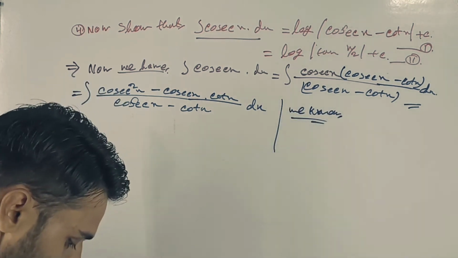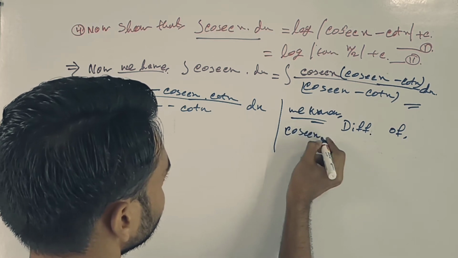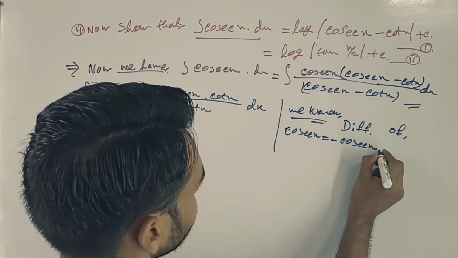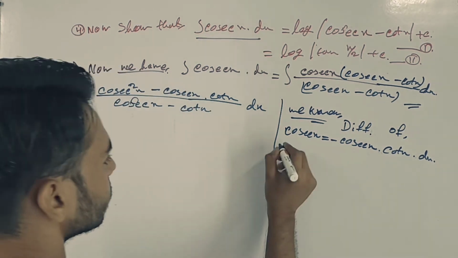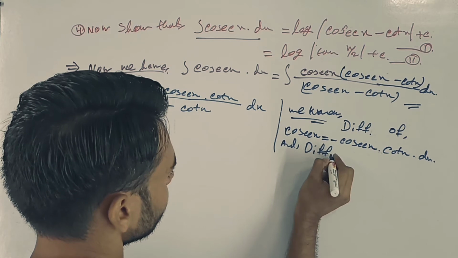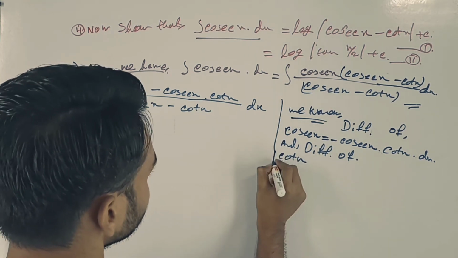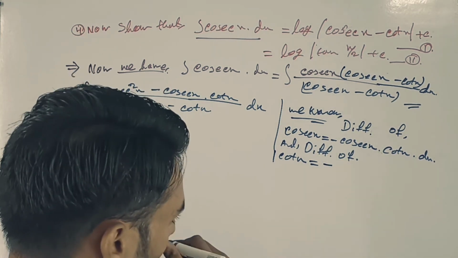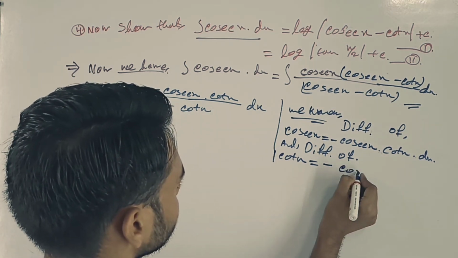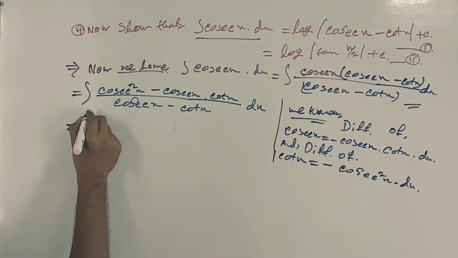So we know that the differentiation of cosec x equals minus cosec x cot x dx. Since it is a co-function, the minus sign comes. And now the differentiation of cot x, we also know that the function is cot x, so the minus sign comes, and that equals minus cosec square x dx.